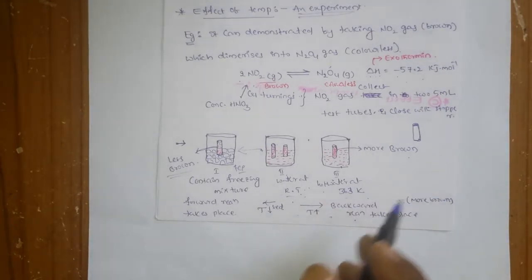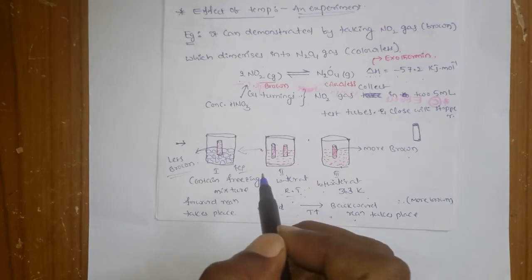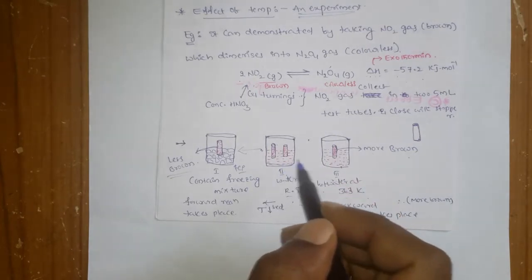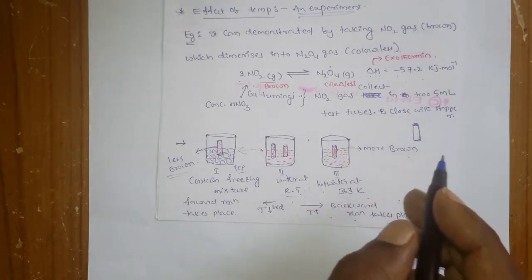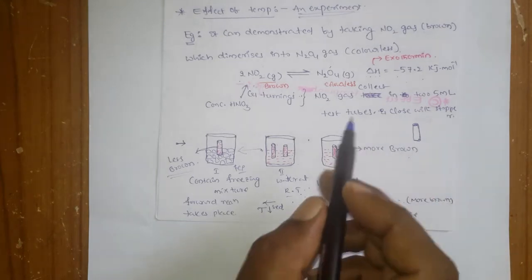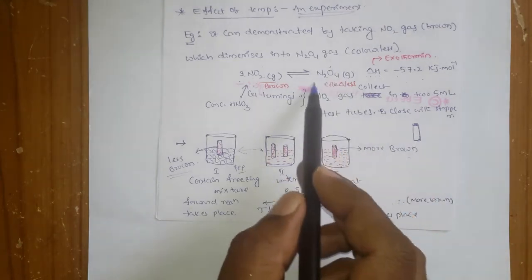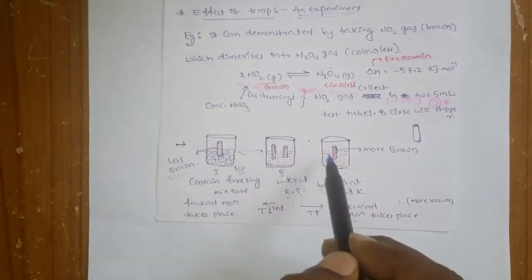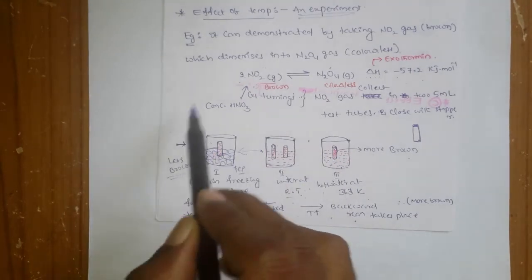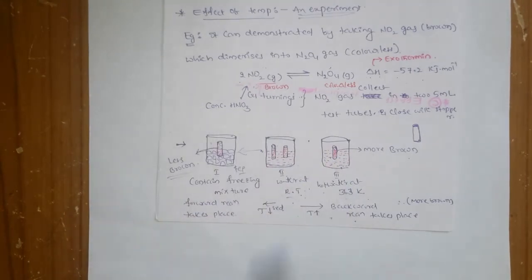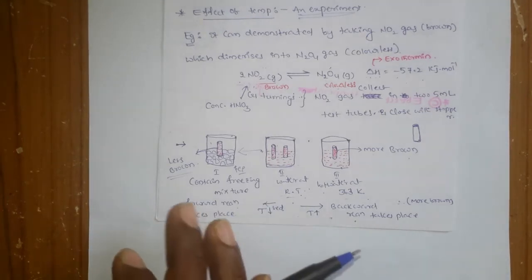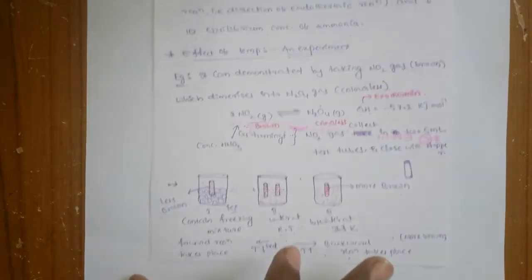Okay, so when you decrease the temperature, the brown color disappears, and when you increase the temperature, extra brown color appears. Why? Because here more products are converting to the reactants, and there more reactants are converting to the products. So here the forward reaction is taking place, and here the backward reaction is taking place. It is very simple to understand the effect of temperature.